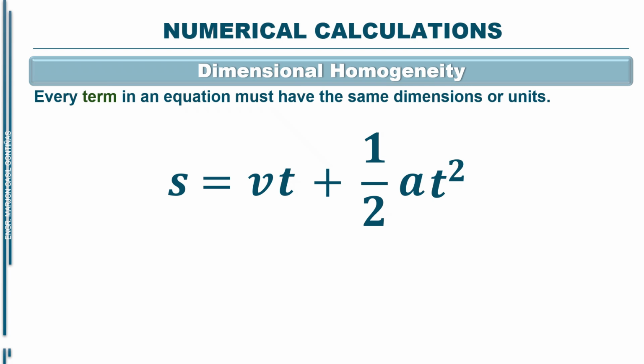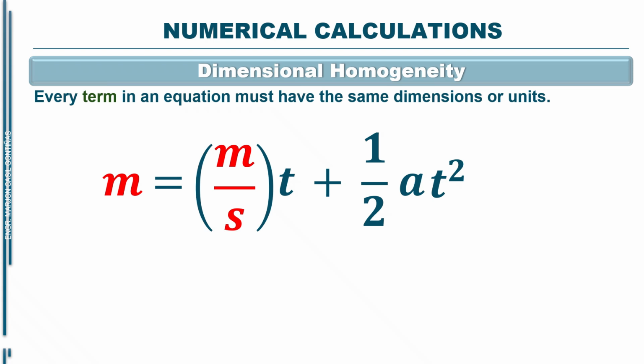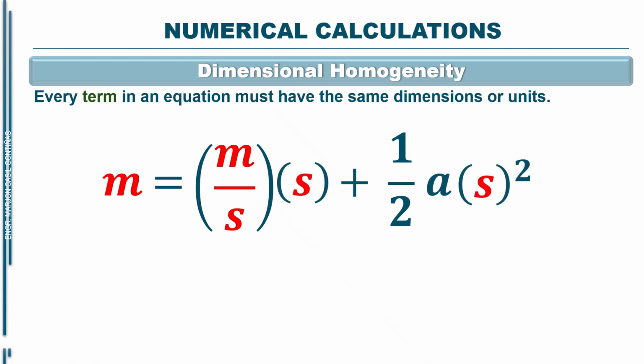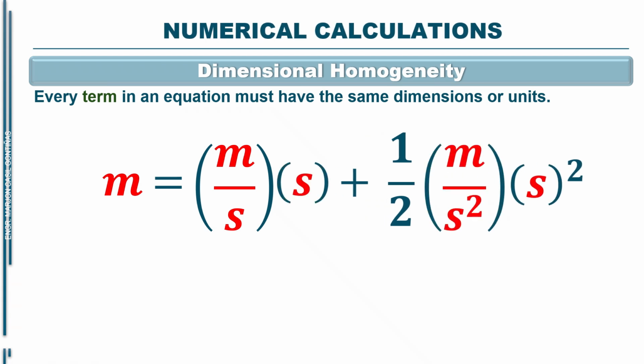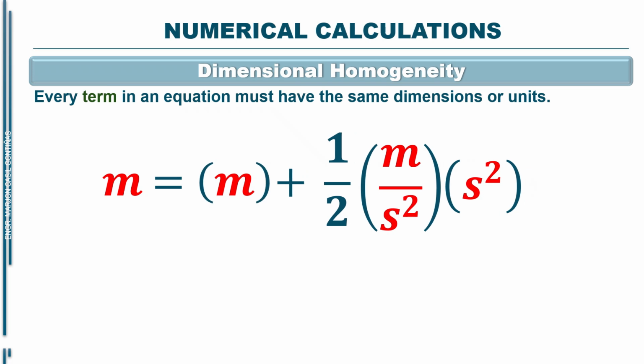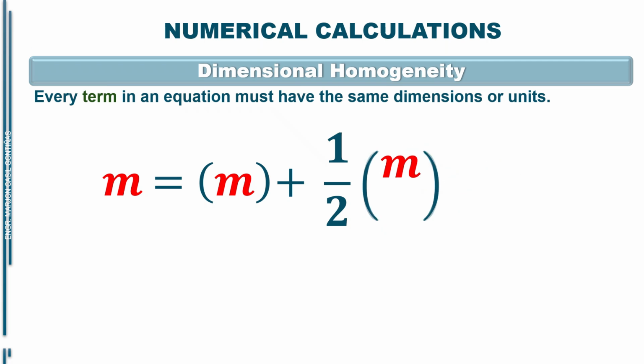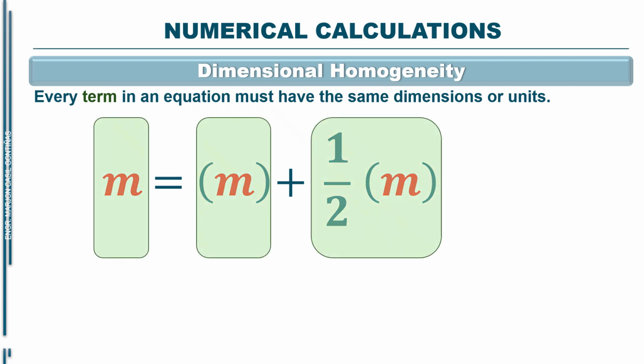In SI units, s is position in meters, v is velocity in meters per second, t is time in seconds, and a is acceleration in meters per second squared. So let's break it down. vt is meter per second times second. Cancel the second and we're left with meter. 1/2 at squared is meter per second squared times second squared. Cancel the second squared and we're left with meter. Every term is in meters, so the equation is dimensionally homogeneous.